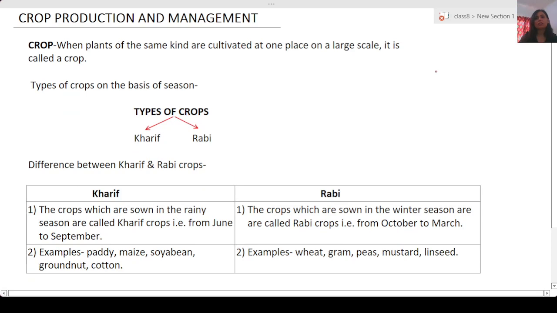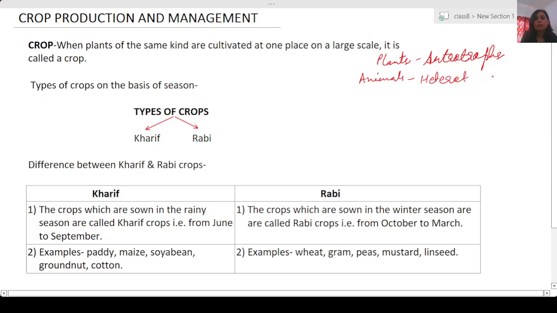Before starting this chapter, let us first discuss some previous points that you must have learned in class 6th and 7th. Now, as we know from our previous knowledge, plants are autotrophs, right? Because they can make food by the process of photosynthesis. On the other hand, animals including humans are heterotrophs. That is, we cannot make our own food.